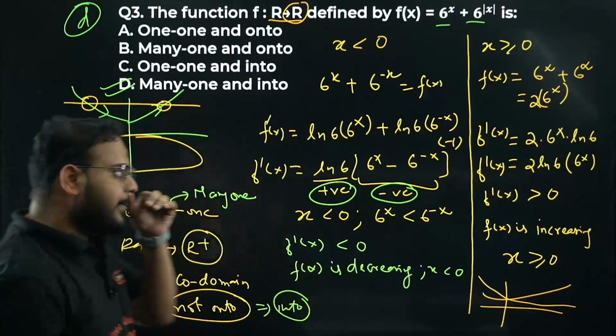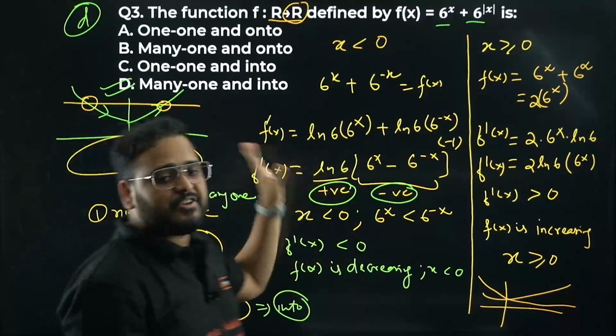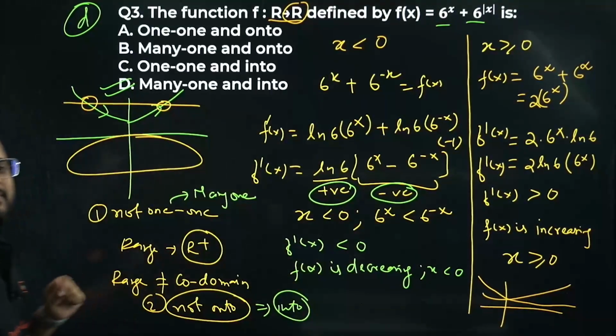Have a look. We had to do the derivative to find the nature of the graph. That's why. Please have a look. Question number 3 is done.